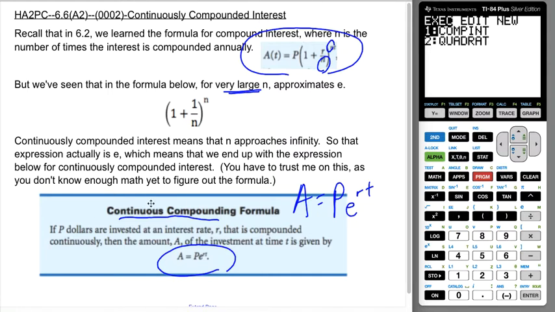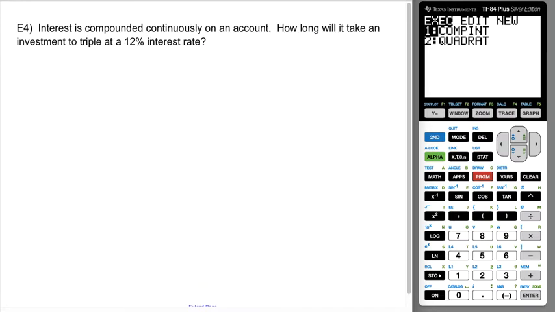For the next several problems, you'll know you're using this formula, not the other one, because you're going to hear the words continuously compounding or continuous compounding. All right, so example 4. Interest is compounded continuously on an account. How long will it take for the investment to triple at a 12% rate?